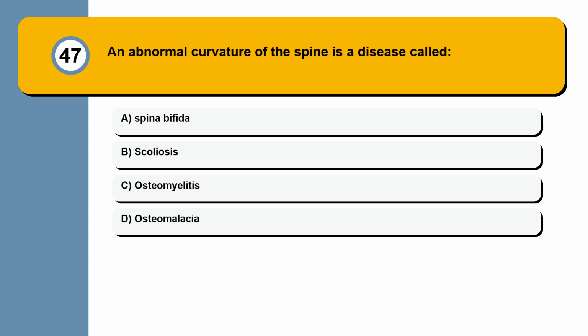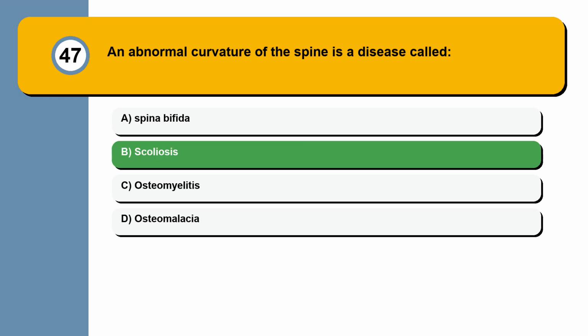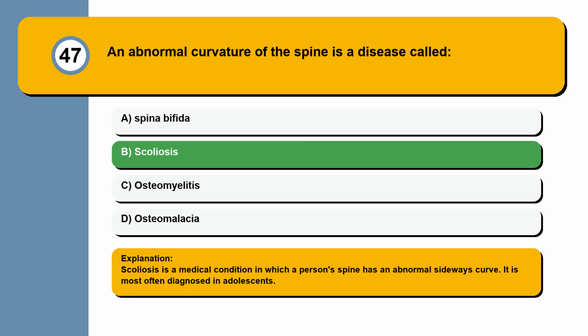Question 47. An abnormal curvature of the spine is a disease called. Here are your options. Option A, spina bifida. Option B, scoliosis. Option C, osteomyelitis. Option D, osteomalacia. The correct answer is option B, scoliosis. Explanation. Scoliosis is a medical condition in which a person's spine has an abnormal sideways curve. It is most often diagnosed in adolescents.